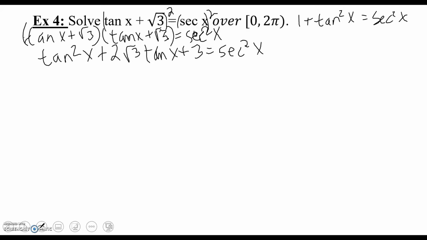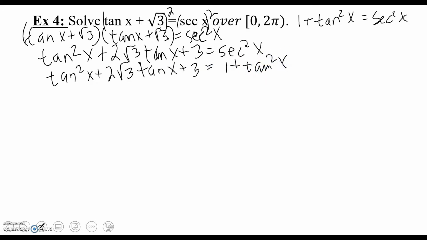Now, what I want to do is replace secant square x with tangent square x plus 1, because I want to write this so that there's only tangents in the problem. So I'll rewrite this as tangent square x plus 2 square roots of 3 tangent x plus 3, and that equals 1 plus tangent square x. And that's by the Pythagorean identity. So I'm replacing secant square x with 1 plus tangent square x, by the Pythagorean identity.